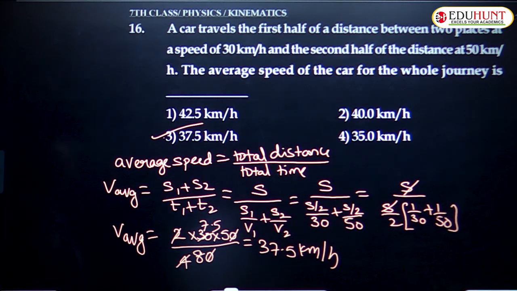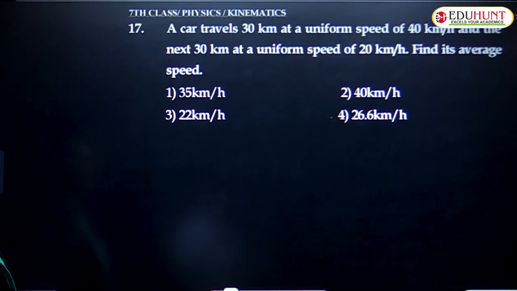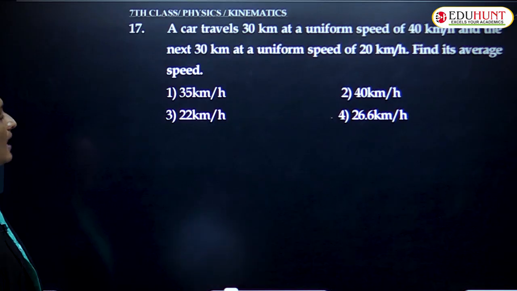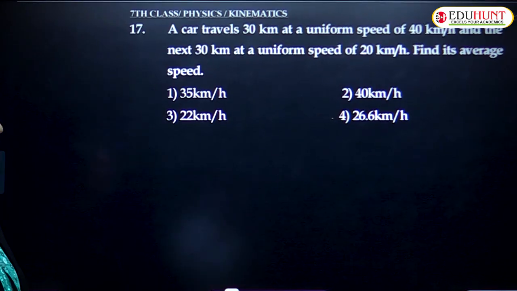So now moving to the next question, question number 17. A car travels 30 kilometers at a uniform speed of 40 km per hour and the next 30 kilometers at a speed of 20 km per hour.